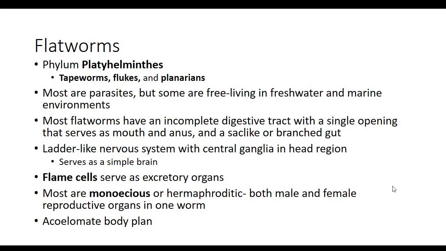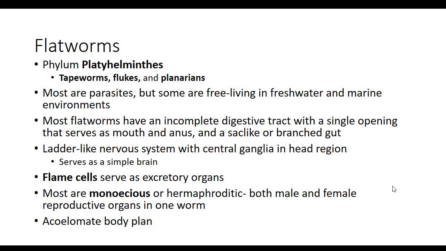Okay, the flatworms, called the phylum Platyhelminth. Platy means flat, helminth means worm. So most of these are parasites on animals, other animals, but there are some that are free living in the environment. They usually live in water or moist places at least.